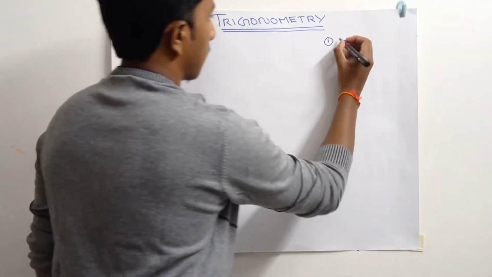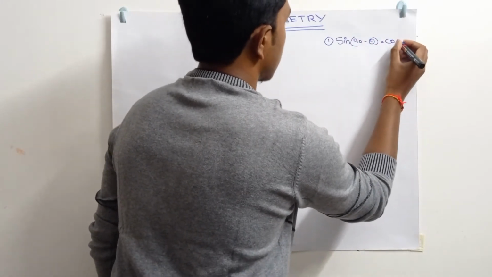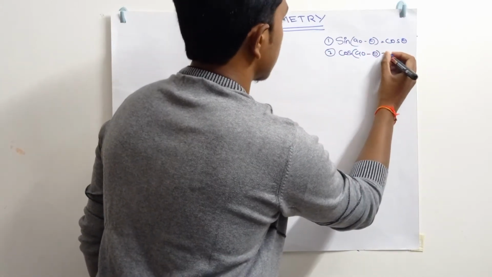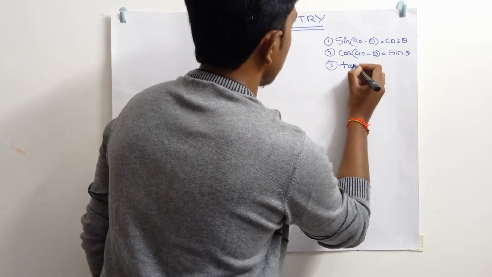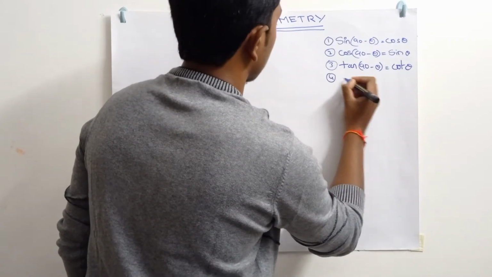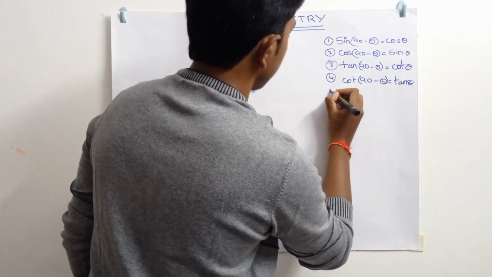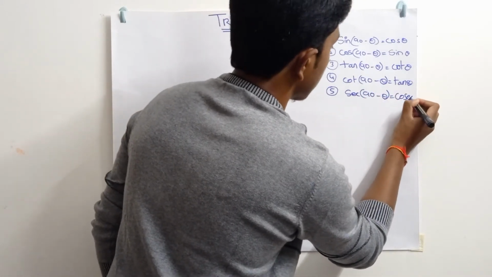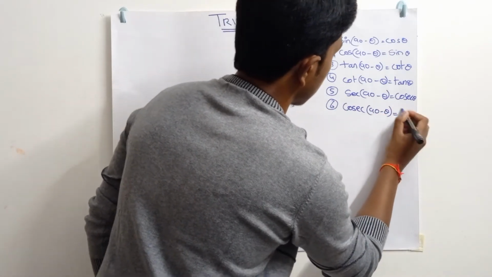I have said there are these formulas, the trigonometric identities: sine of 90 minus theta is cos theta, cos of 90 minus theta is sine theta, tan of 90 minus theta is cot theta, cot of 90 minus theta is tan theta, secant of 90 minus theta is cosecant theta, and cosecant of 90 minus theta is secant theta.